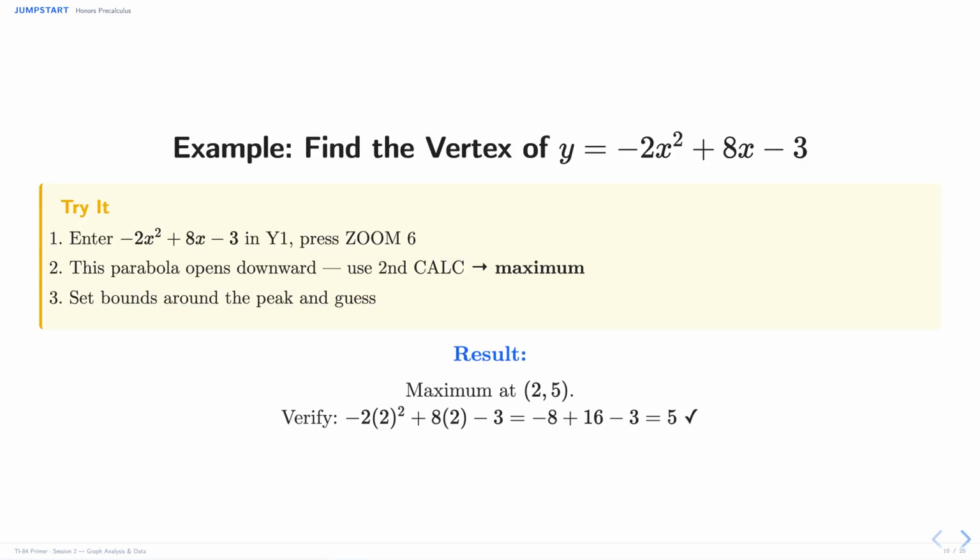Let's find the vertex of the function y equals negative 2x squared plus 8x minus 3. After entering the function into y1 and pressing zoom 6, use the maximum option since this parabola opens downward. Set your bounds around the peak and make a guess. You should find a maximum at the coordinates 2, 5. You can also verify this using the vertex formula.